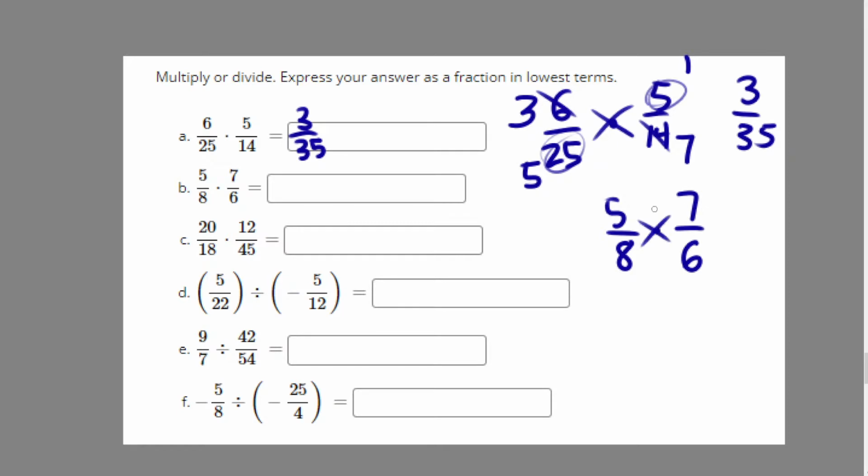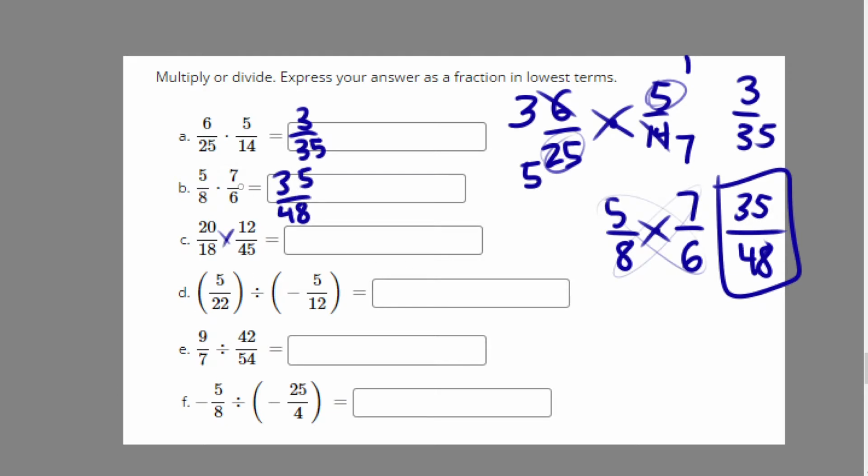5 over 8 times 7 over 6. We can cross multiply. 5 and 6 can't go together, and 7 and 8 can't. So we just multiply straight across. So 35 over 8 times 6, which I think is, I always am bad at my 6's and stuff. 36, 42, 48. My bad. Okay, this is our fraction.